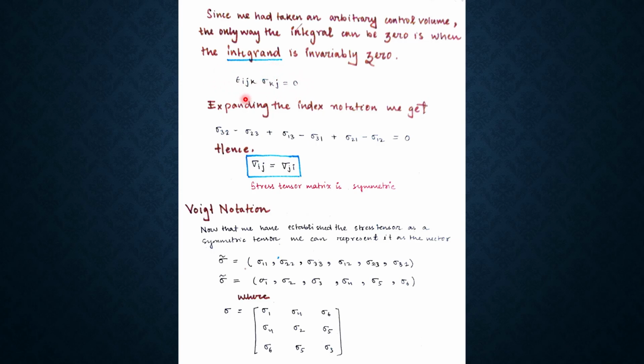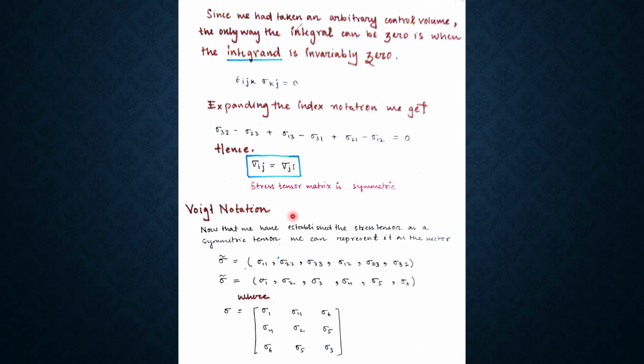Now we expand this by putting different values for ijk, and we get sigma 32 minus sigma 23 plus sigma 13 minus sigma 31 plus sigma 21 minus sigma 12. And hence we end up with the expression that sigma ij equals sigma ji, which proves that the stress tensor is symmetric.